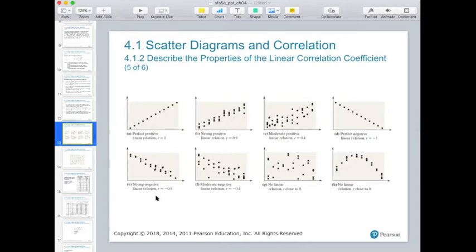Okay, so let's look at some examples, and it helps when you see some actual graphs and what the correlation is. So when we're talking about correlation coefficient, notice A is a perfect positive linear relationship. And our R value, our correlation coefficient, is positive 1. Positive relationship, positive correlation coefficient equal to 1.